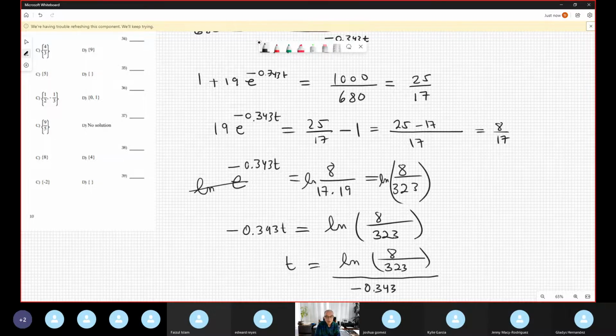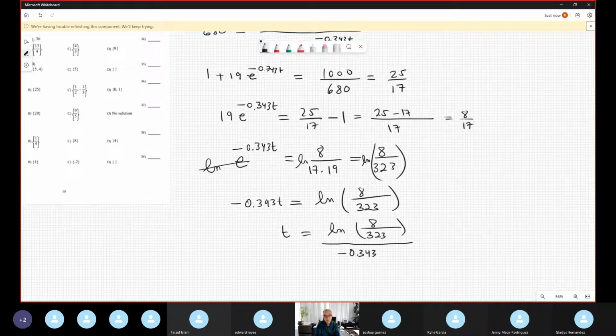And now, wow, it's weird because the answer is negative, Professor. No, the answer is never negative because we are talking about time, and time is always a positive quantity. The problem is that the logarithm of 8 over 323 is a number less than 1, and when you compute the logarithm of a number less than 1, the answer is negative. And negative divided by negative is positive. Okay, wait for the calculator.